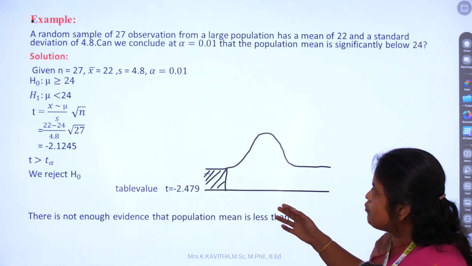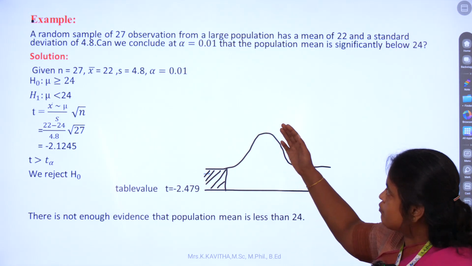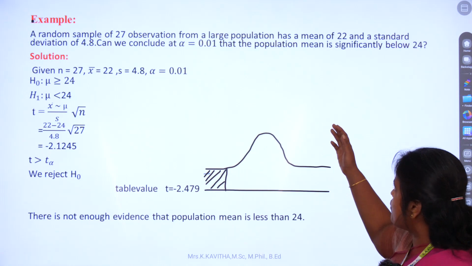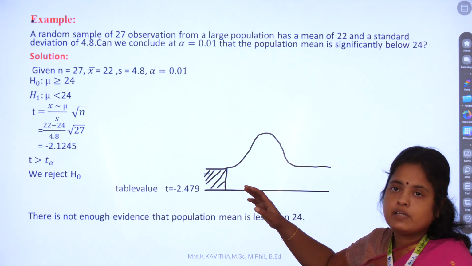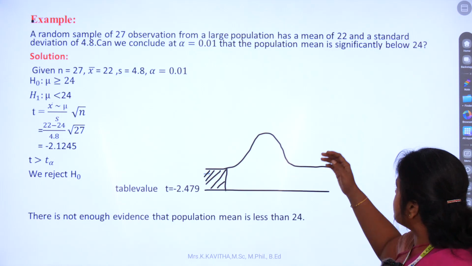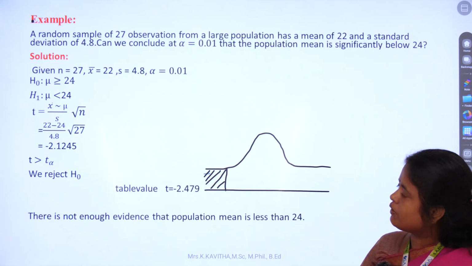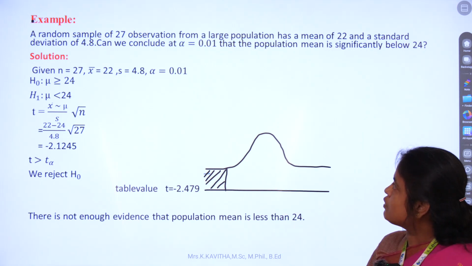It is also the same problem. A random sample of 27 observations from a large population has a mean of 22 and a standard deviation of 4.8. Can it be concluded at alpha equal to 0.01 that the population mean is significantly below 24? First we have to analyze what data is given.